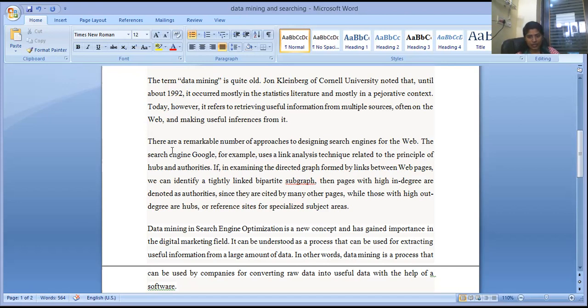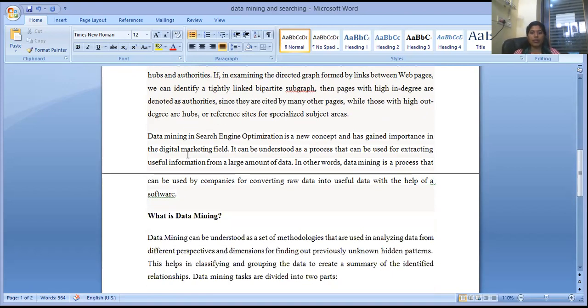Clear? Now, if we talk about data mining in search engine organization, it is a new concept and has gained importance in the digital marketing field. It can be understood as a process used for extracting useful information from large data sets or large amounts of data. In other words, data mining is the process that can be used by companies for converting raw data into useful data.